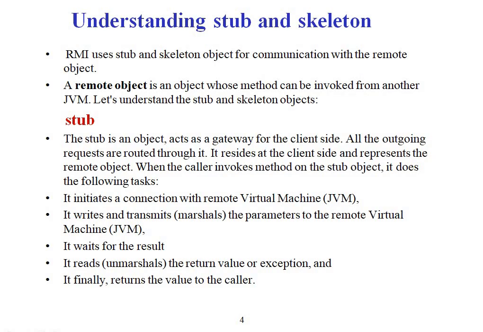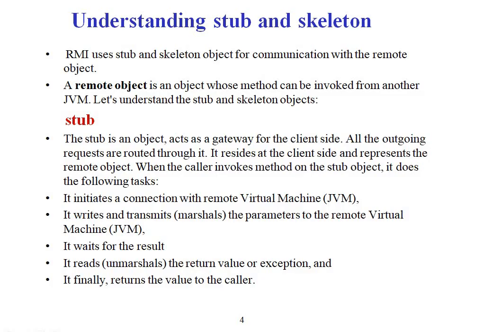RMI uses stub and skeleton objects for communication with the remote object. A remote object is an object whose method can be invoked from another Java virtual machine. Let us understand the stub and skeleton responsibilities. Stub. The stub is an object that acts as a gateway for the client side. All the outgoing requests are routed through it. It resides at the client side and represents the remote object.